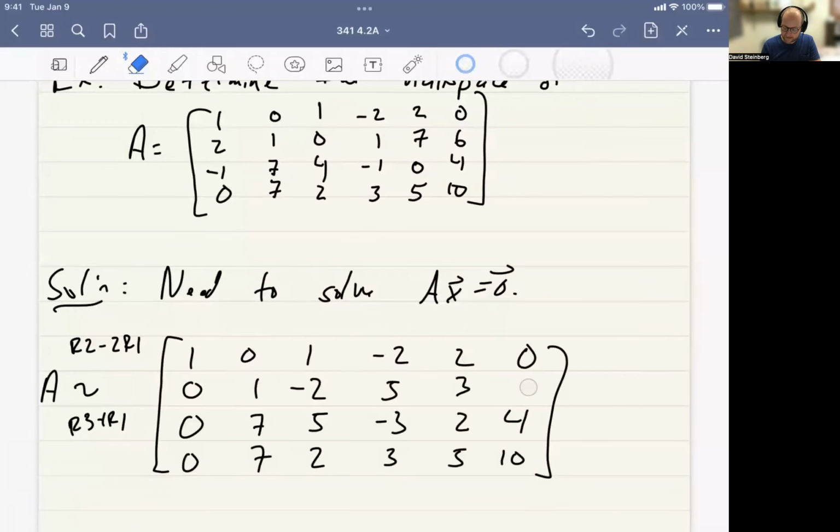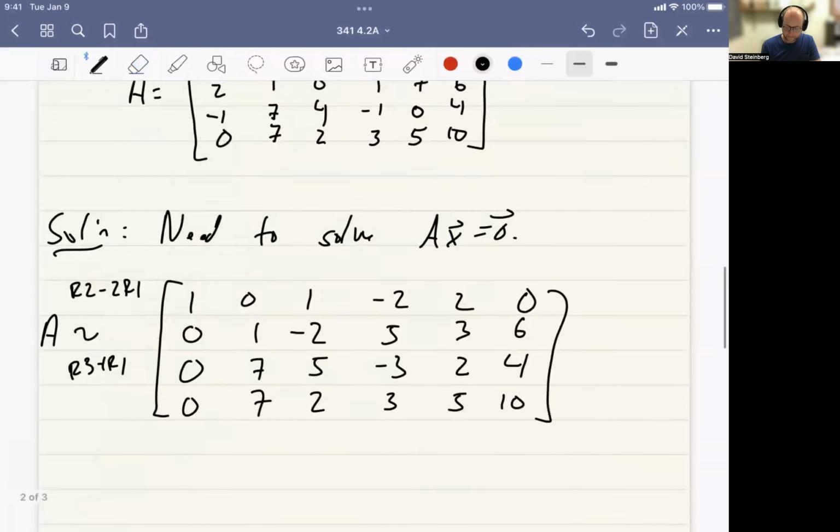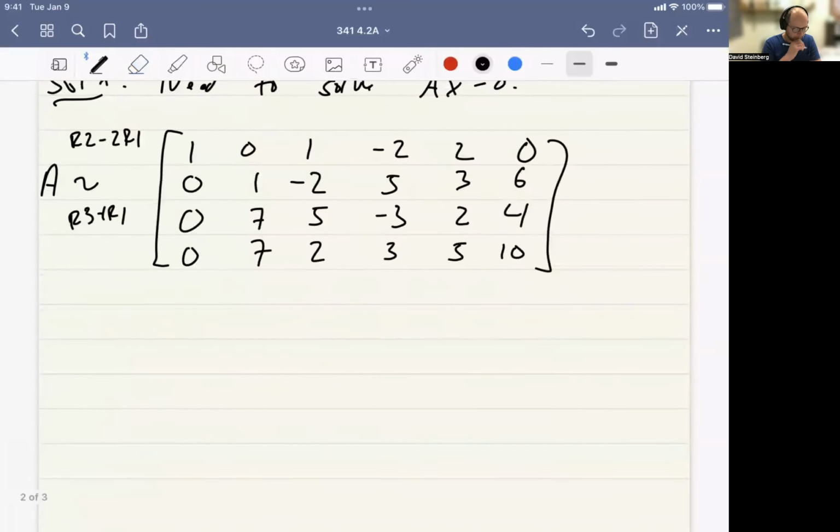Okay, and this is a 6, not a squiggle. And this whole thing is equivalent to what? Let's do R3 minus 7 R2. We can do row 4 minus 7 row 2.